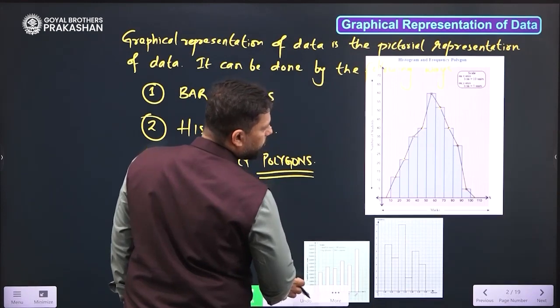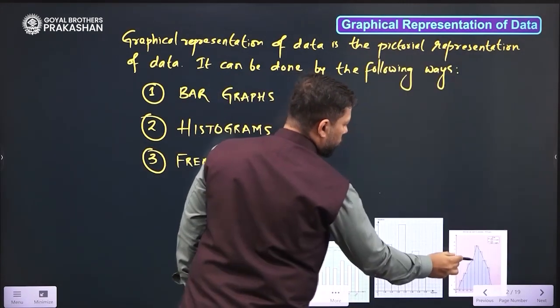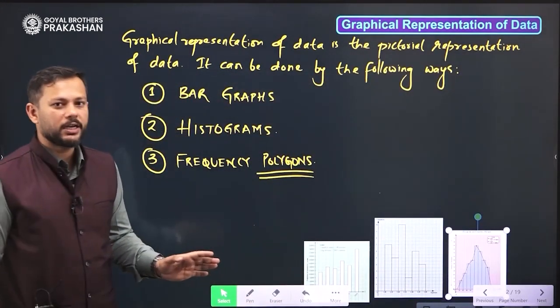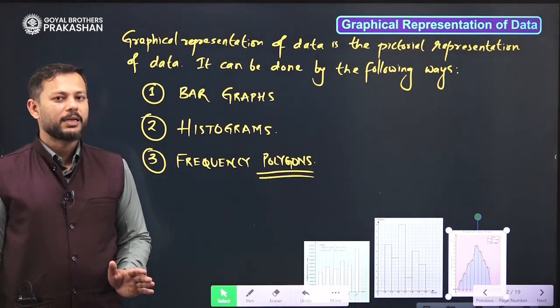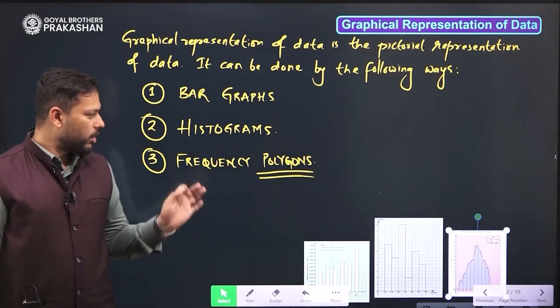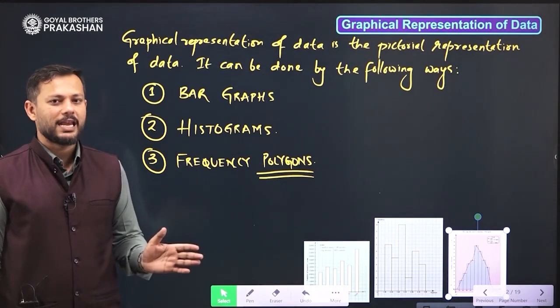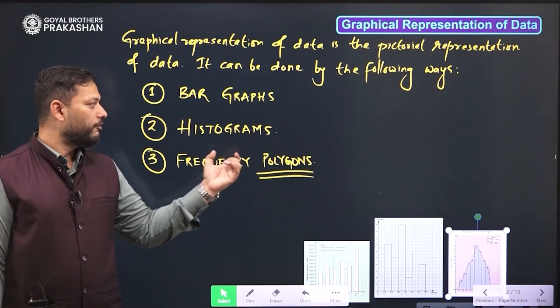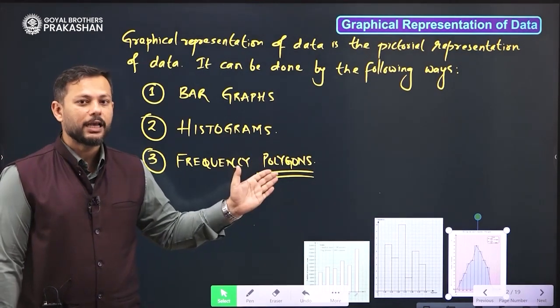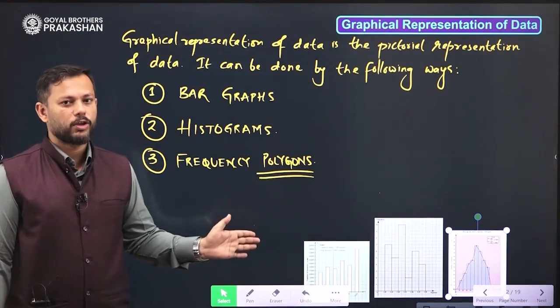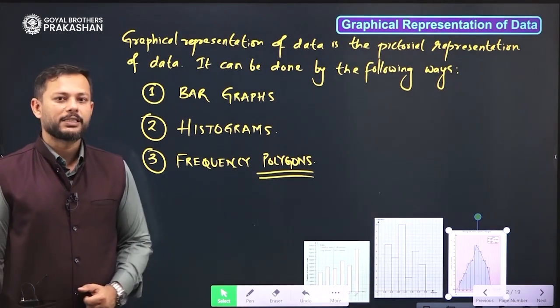If I just remove it for now. So what have we understood in graphical representation? It is the pictorial representation of data. It can be done majorly in three ways. One of the ways is bar graphs. The second is the histogram. The histograms could be of equal widths or of varying widths, which we are also going to discuss. And then we have frequency polygons.